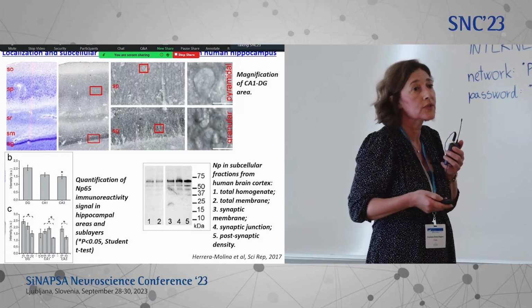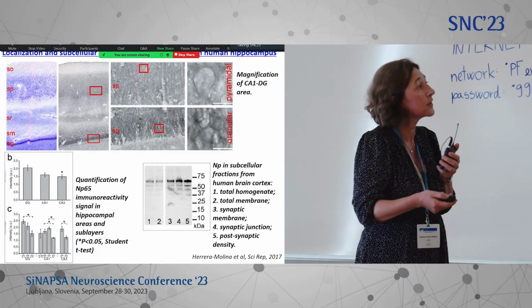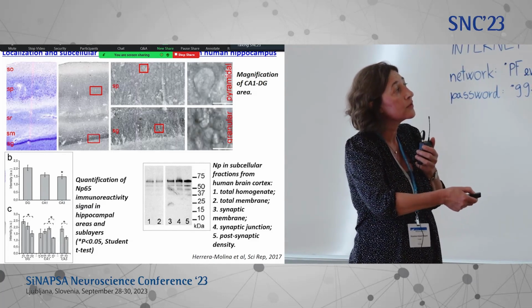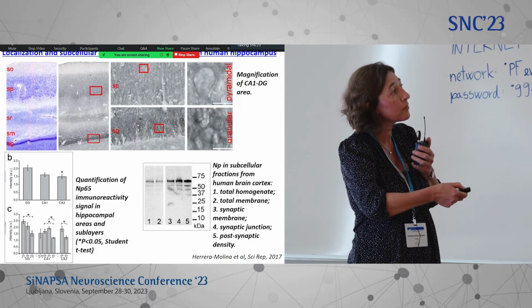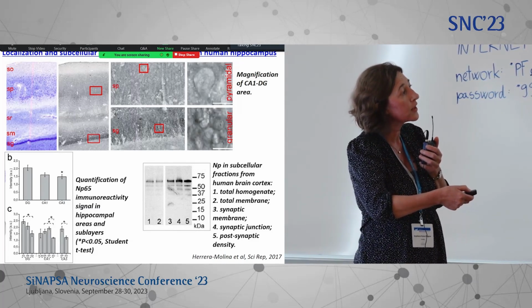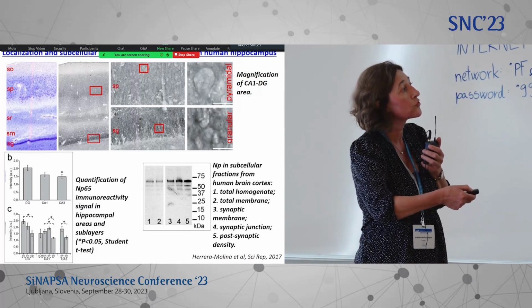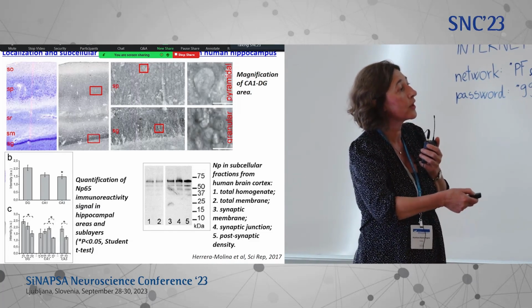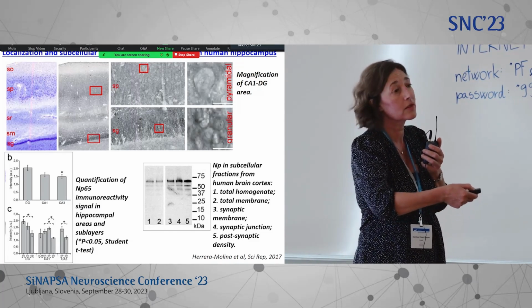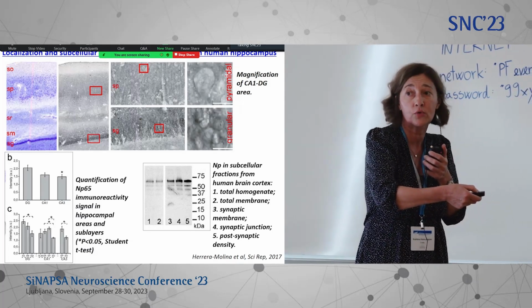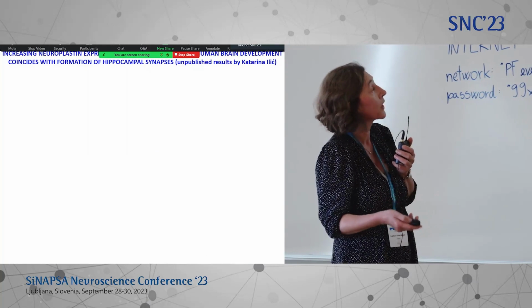Also, if you just want to see at the level of the Western blot technique, what is the abundance of this neuroplastin in differently prepared fractions of the membranes, and you compare it to the total homogenates of the brain tissue, you see that all those preparations in which we have like synaptic membrane, synaptic junction, postsynaptic density, that there is a high signal in neuroplastin. So all those fractions are enriched mostly in neuroplastin.